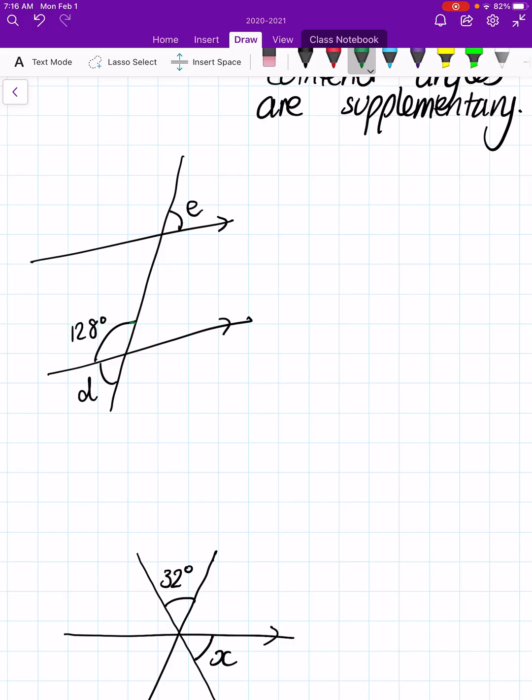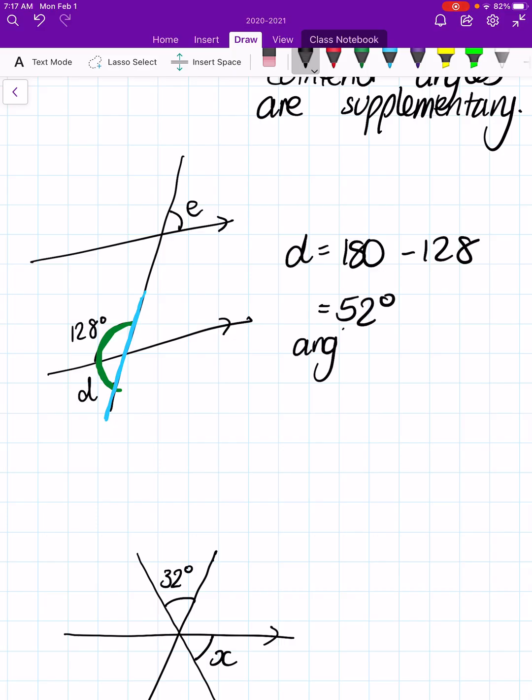So if I want to find this angle D, what I notice is that these two angles sit on a straight line. A transversal is a straight line. So it means that these two angles must add up to 180. So to find D, I do 180, take 128, and that will give me my angle there. So 180 take 128 is 52. And that's because of angles on a straight line.